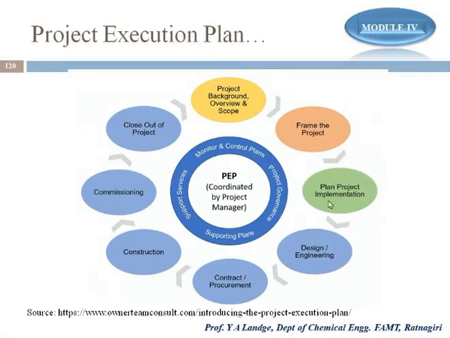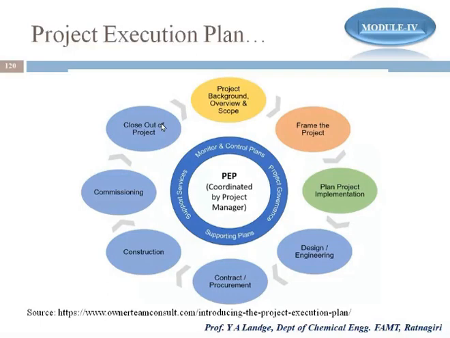In the plan project implementation, we look at the design and engineering of the project, the contract and procurement, construction of the plant, commissioning of the plant, and the last one, closeout of the plant. So you see here what things need to be done by the project manager: project governance, supporting plans, support services, monitoring and control plans. All these things are implemented here. So this whole diagram gives you the answer to where we have to do things in the execution, and what detailing is to be given in the project planning.